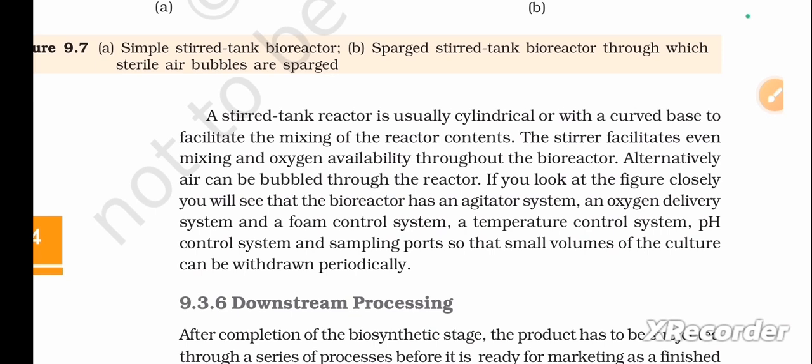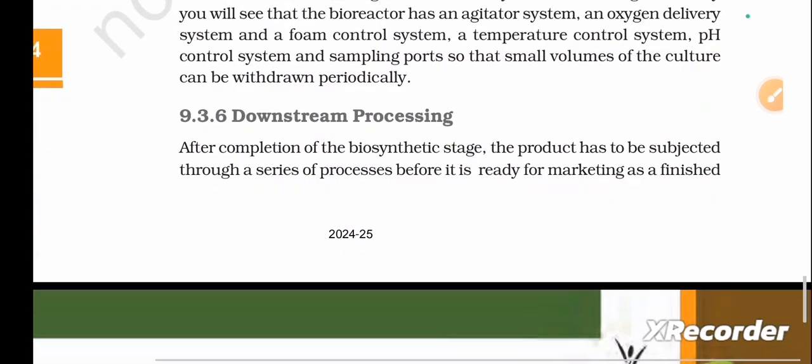A stirred tank reactor is usually cylindrical or has a curved base to facilitate the mixing of the reactor contents. The stirrer facilitates even mixing and oxygen availability throughout the bioreactor. Alternatively, air can be bubbled through the reactor. If you look at the figure closely, you will see that the bioreactor has an agitator system, an oxygen delivery system, a foam control system, a temperature control system, a pH control system, and sampling ports so that small volumes of the culture can be withdrawn periodically.